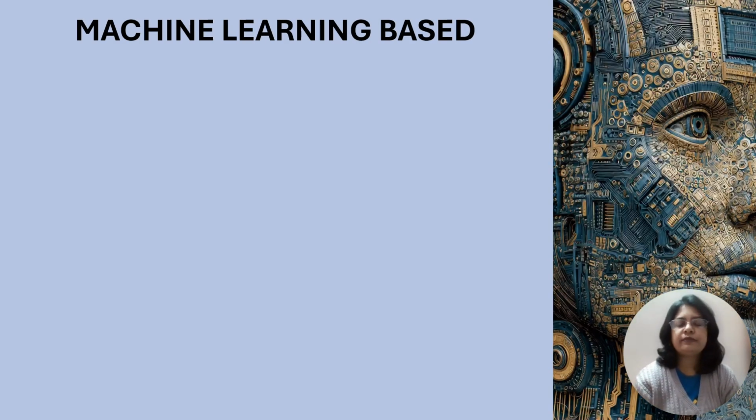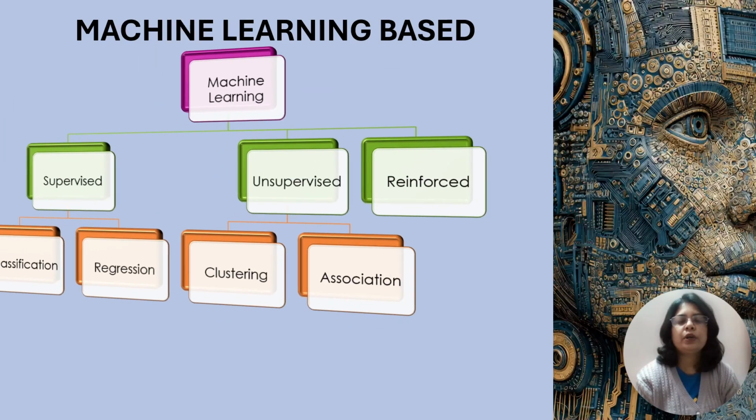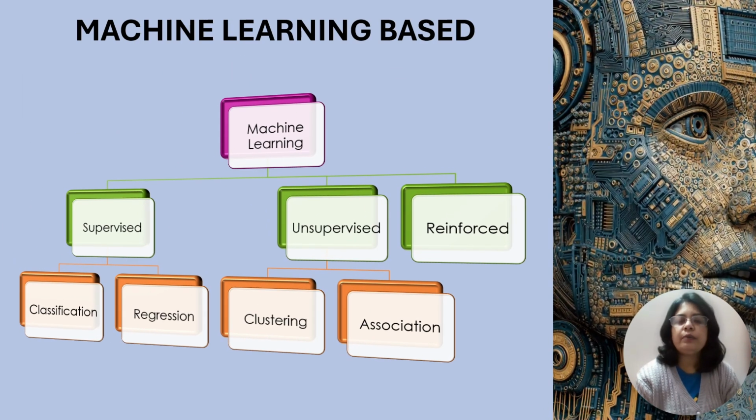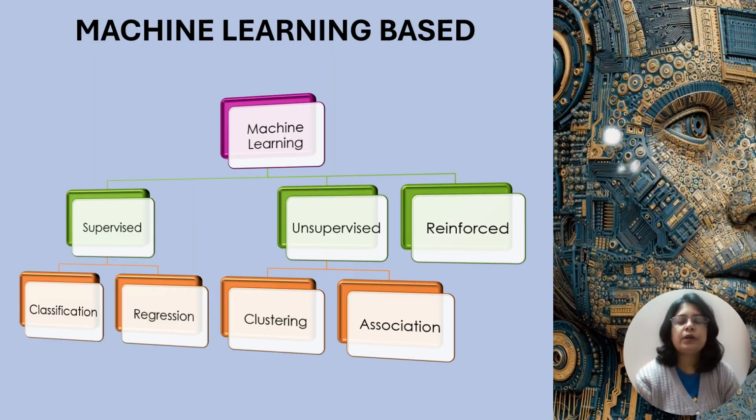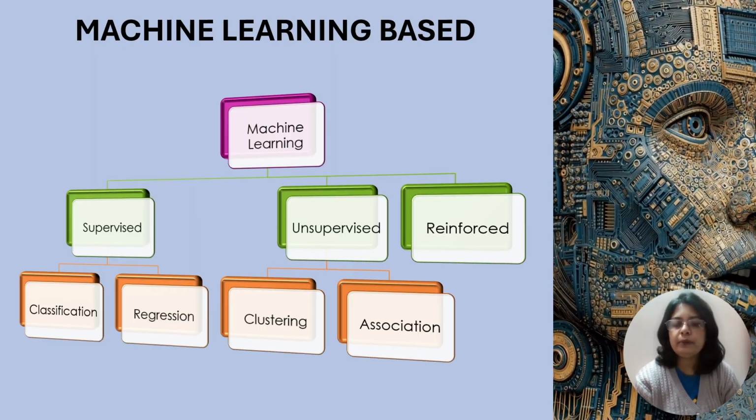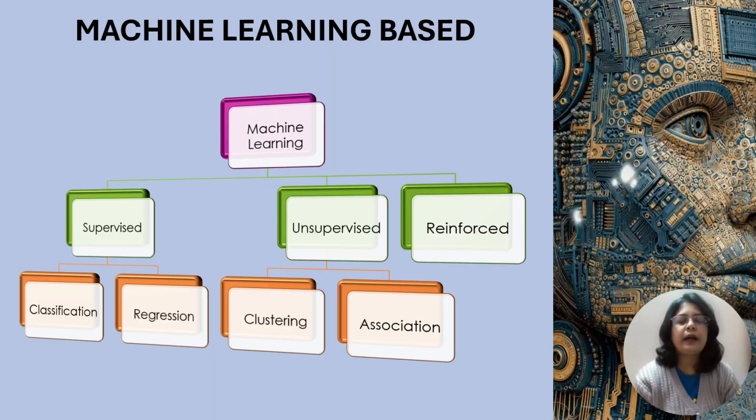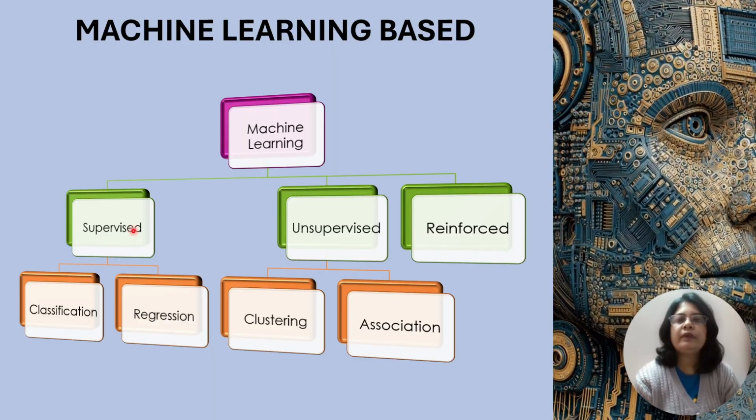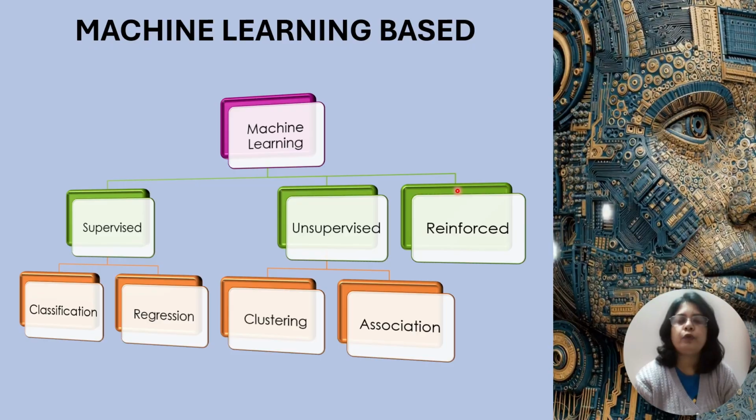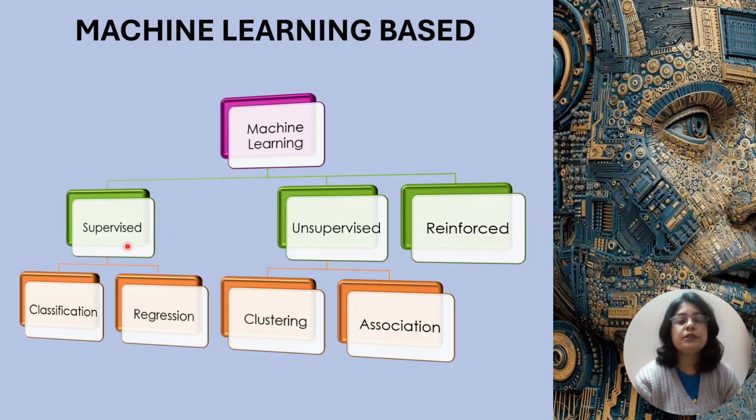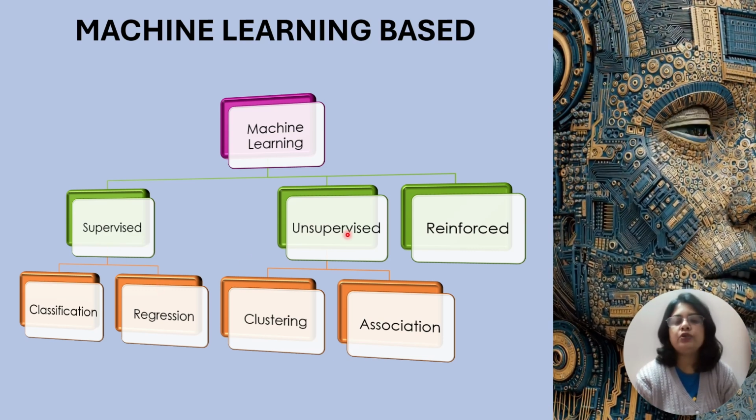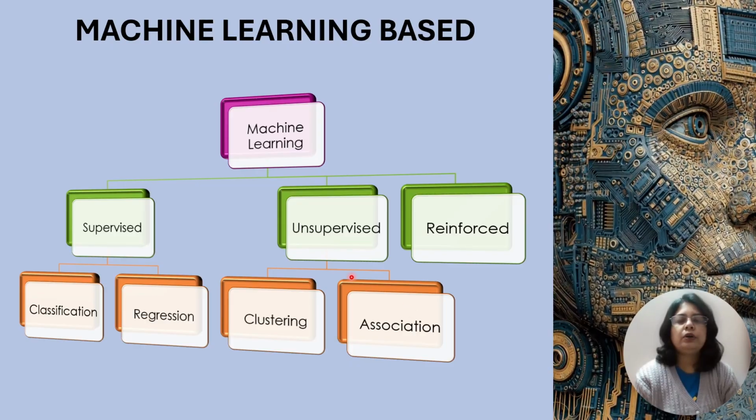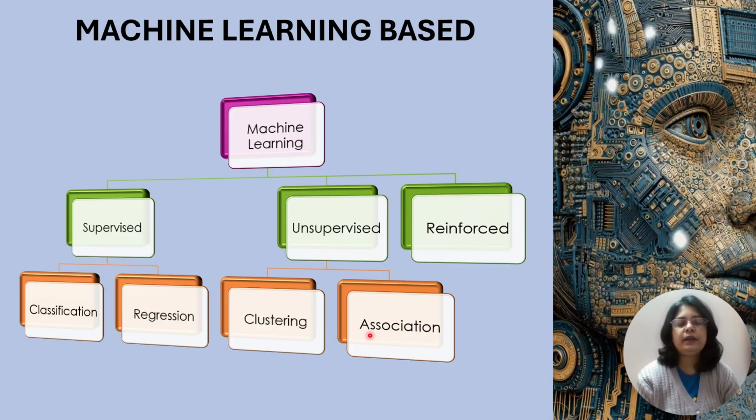Under learning-based, first comes machine learning. These are the different models or algorithms which have to be learned. Under learning-based are machine learning and deep learning. Under machine learning there are three categories, that is supervised, unsupervised, and reinforcement. You have to know all the definitions. Under supervised, two models: classification and regression. Unsupervised: clustering and association. So now we will see each of these in detail.